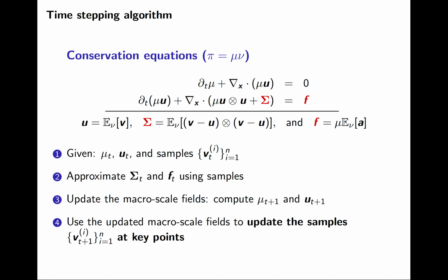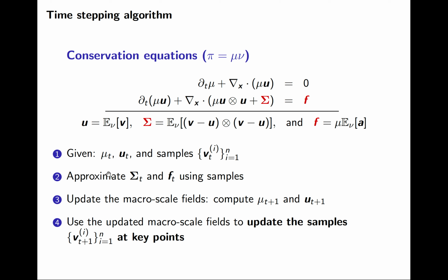So now that we've written down the macro scale conservation equations for mass and momentum, our next step is to write down a time-stepping algorithm which will allow us to evolve our unknown fields in time. At the beginning of each time step, we're given the mass density and the expected velocity as fields that are defined over the spatial coordinate x, which we've discretized using some finite element-like method. We're also given samples at key points in the domain which define the conditional density nu at that point.